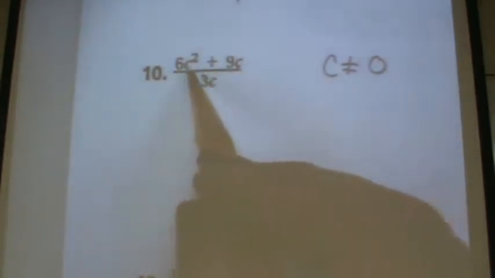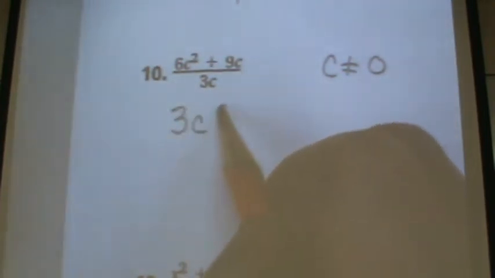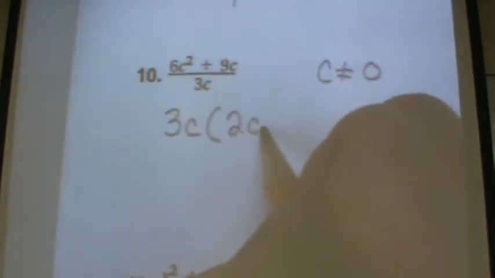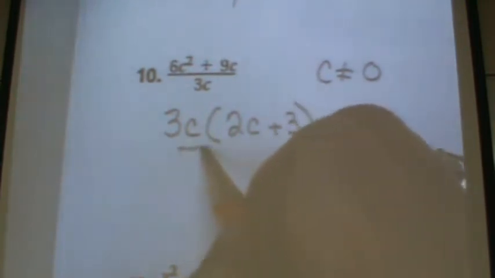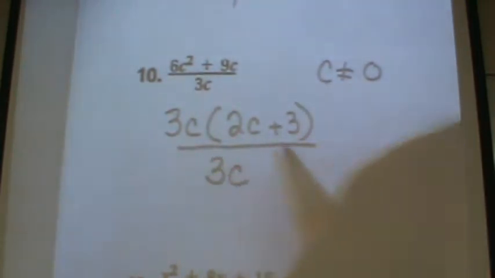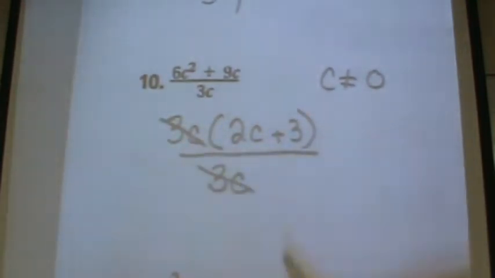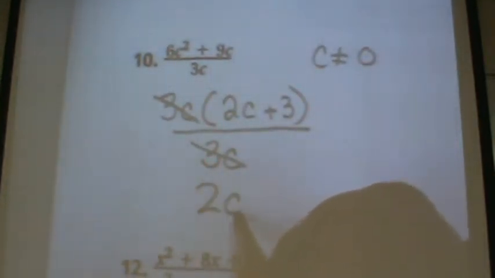Number 10. What can't c be? c cannot be 0. How do you factor the numerator? What's going to come out? 3c. What's left? 2c plus 3. Yep. And how about the bottom? What cancels? 3c. And that's your answer, 2c plus 3.